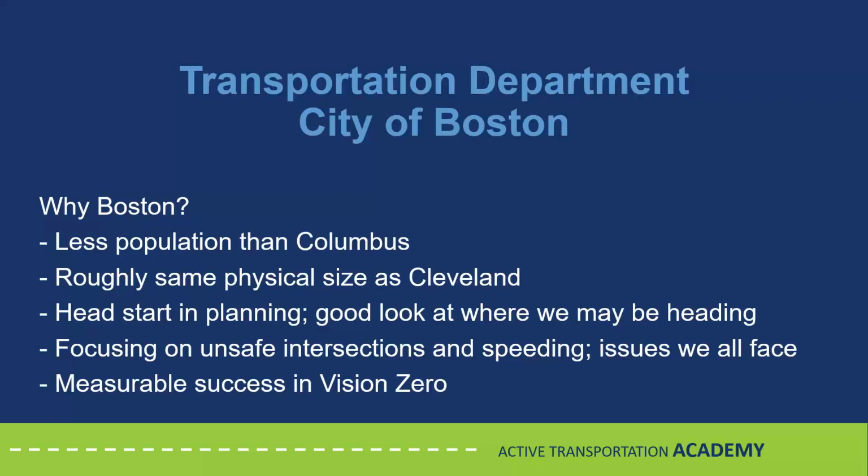Columbus has more people than Boston in the city proper. The city of Boston has about as many square miles as the city of Cleveland. They're a great example because their Vision Zero program started early, comparatively speaking. They're focused on fixing really universal issues at intersections and of speeding. And best of all, they've seen a measurable decrease in fatalities and injuries.